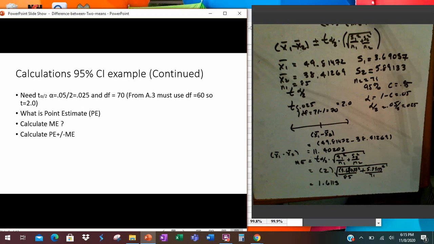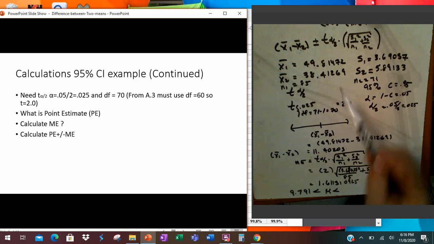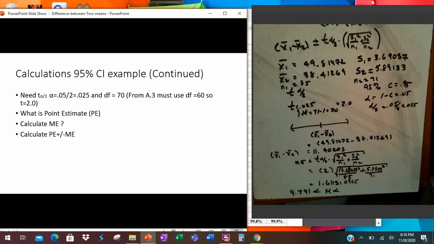So my 11.40203 minus, and this was like 10925. So I'm just going to recopy that number down and subtract. That gives me 3 decimal places, 9.791, less than my mean, and then I'm going to add this number to that one. That's my plus the margin of error.